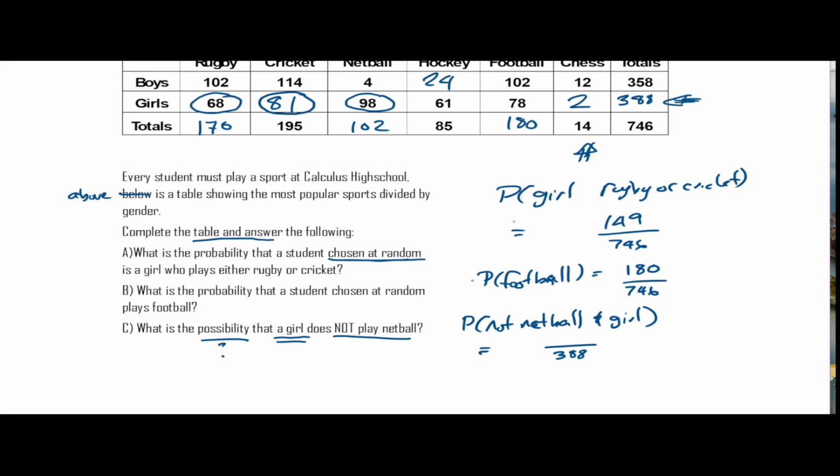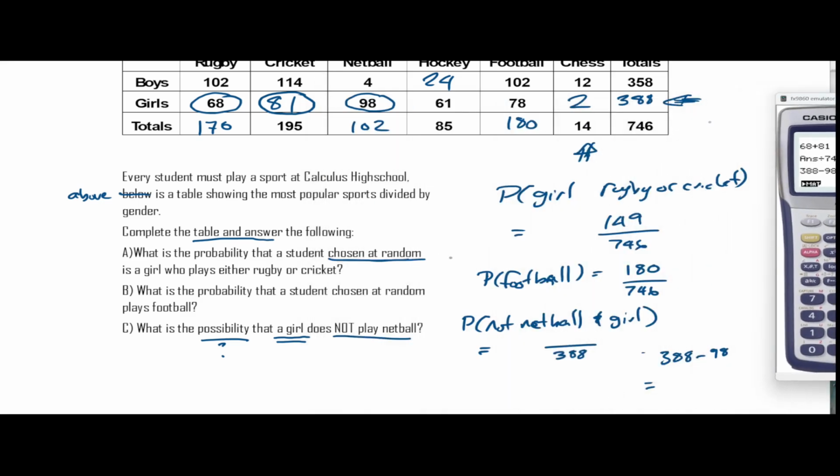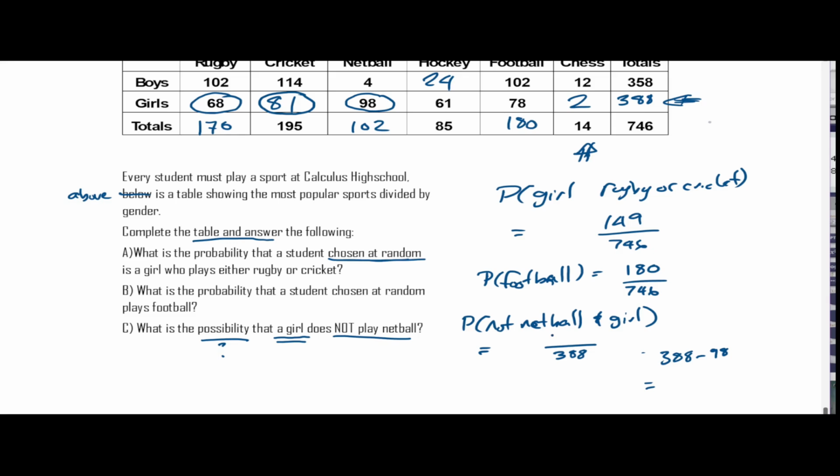And how many do not play netball? Well, we need to do a bit of algebra there. So there's 388 minus the 98 who do play netball, 290. So 290 of the girls do not play netball.